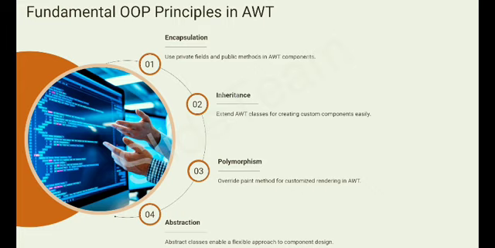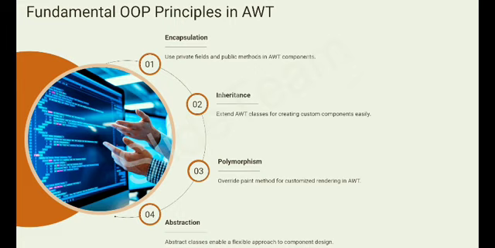Inheritance. Developers can easily extend AWT classes to build custom UI components. This fosters code reuse and simplifies the creation of new elements suited to project requirements. Polymorphism. Polymorphism is embodied when overriding methods such as paint, enabling customized graphical rendering for specific components and scenarios.